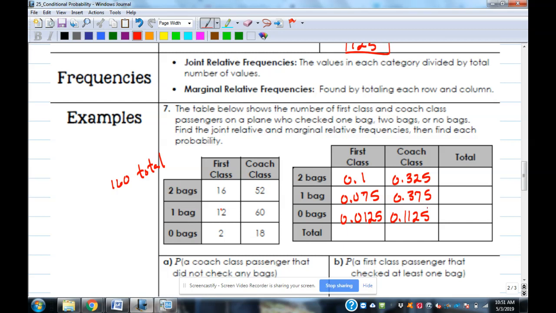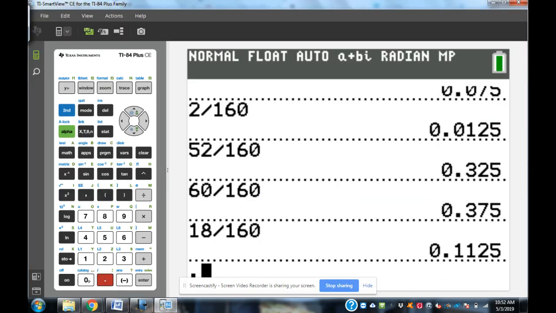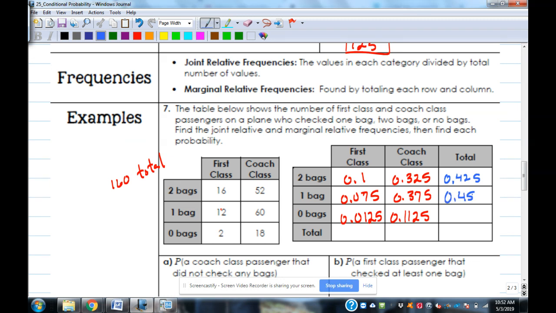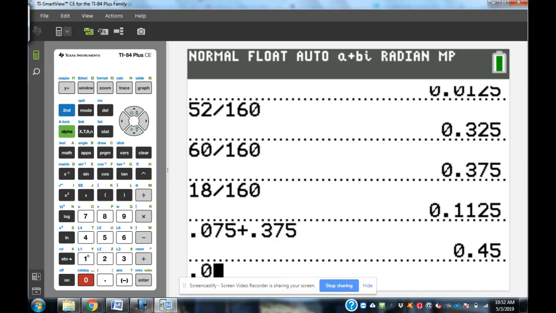Now, the marginal relative frequencies are going to be the total of each column, which goes right underneath it, and the total of each row goes off to the side there. So we're going to find those marginal relative frequencies. Adding those together, that'd be 0.425. 0.075 plus 0.375, 0.45. And then 0.125. 0.1125.